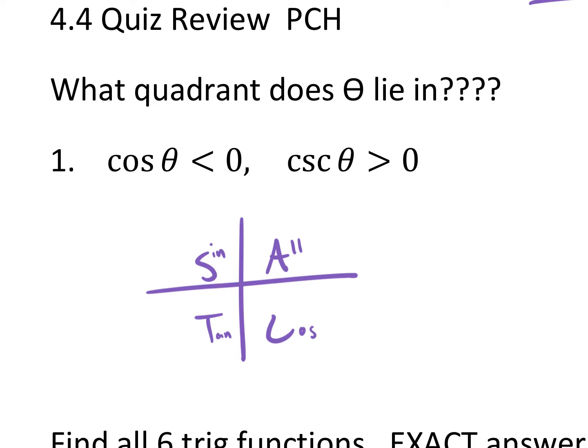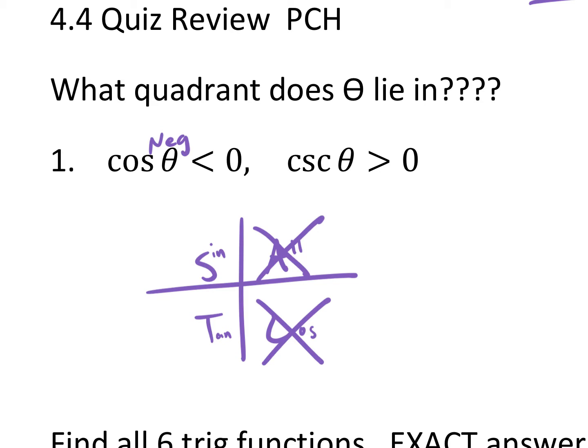So number one says cosine of theta is less than 0. Does that mean it's positive or negative? Negative if it's less than 0. So what quadrant can we cancel out? Well, cosine's not positive, so we can cancel out the cosine one. And it's not going to be in the all positive one. So we can cancel out those two.